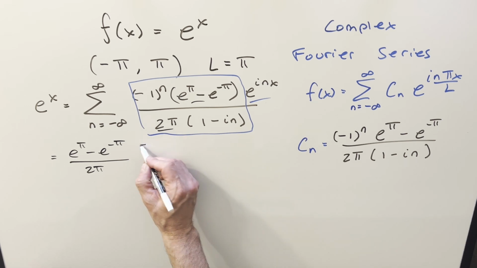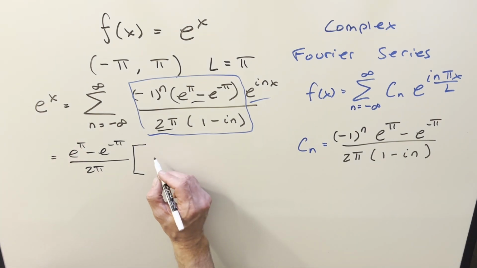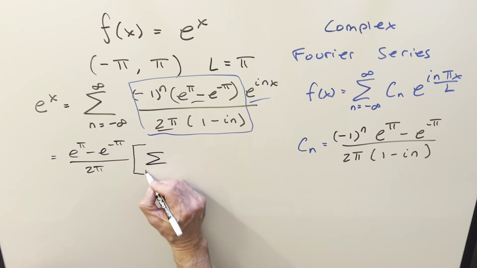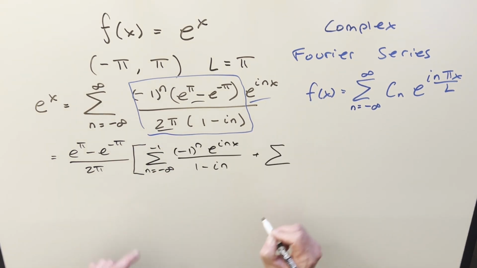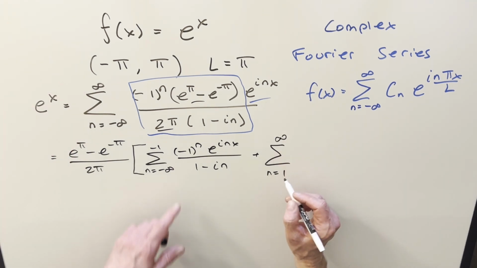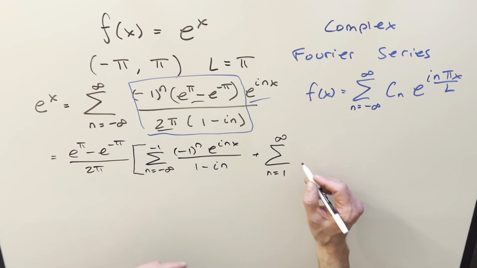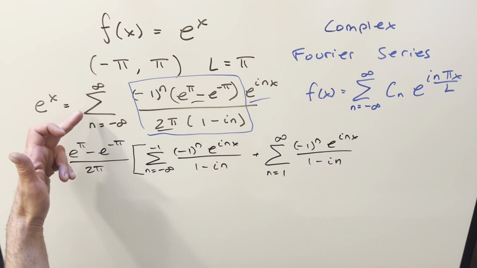And then for this sum, I want to start breaking it up. So let's break it up into 3 pieces. For the first one, let's go from minus infinity to minus 1. Because again, we're going from minus infinity to infinity, I want to capture all the terms. So let's do another sum from 1 to infinity of really all the same thing. And then the only thing we're missing from this is the n equals 0 term.